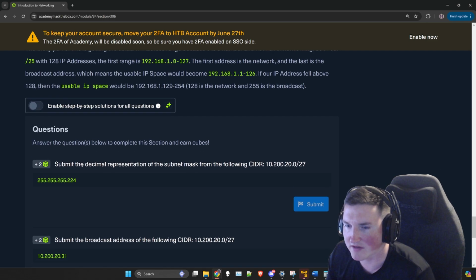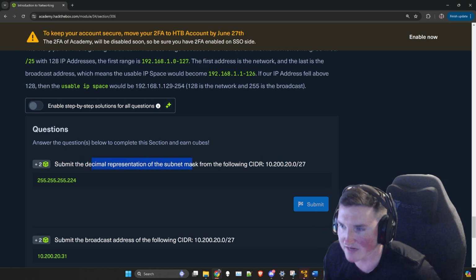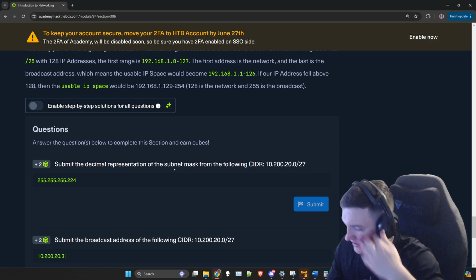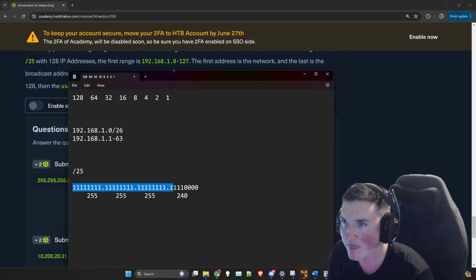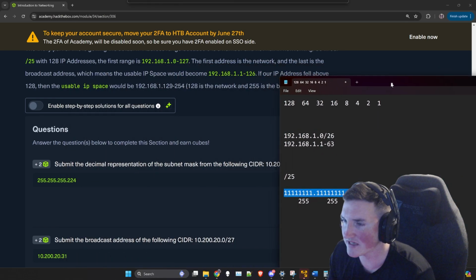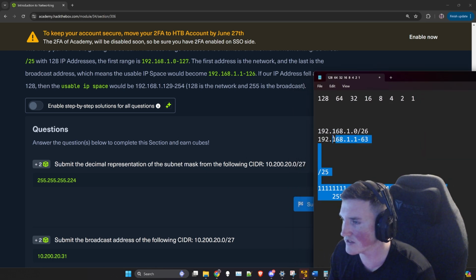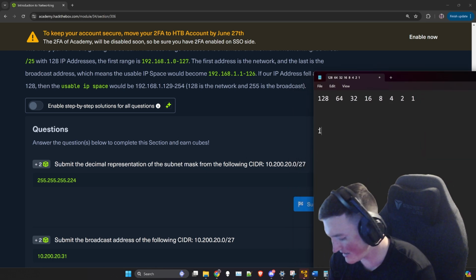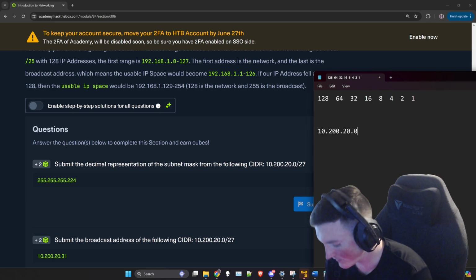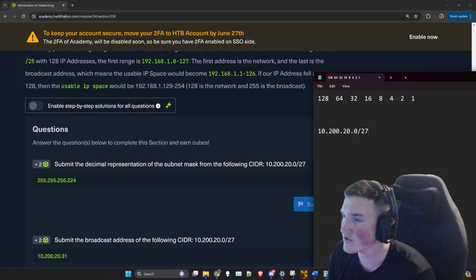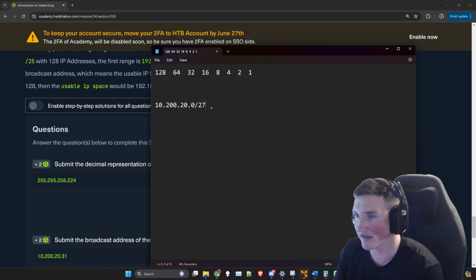All right, so now submit the decimal representation of the subnet mask following this range. Okay, so decimal representation, let me pull up my notepad here again. So submit the decimal representation of the subnet mask following the CIDR. Let's get rid of all this and do 10.200.20.0/27. So they want the subnet mask, but they want it in decimal notation.